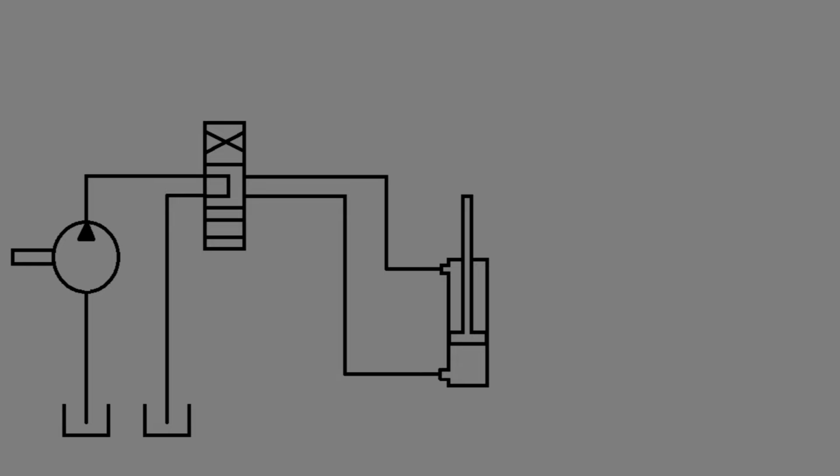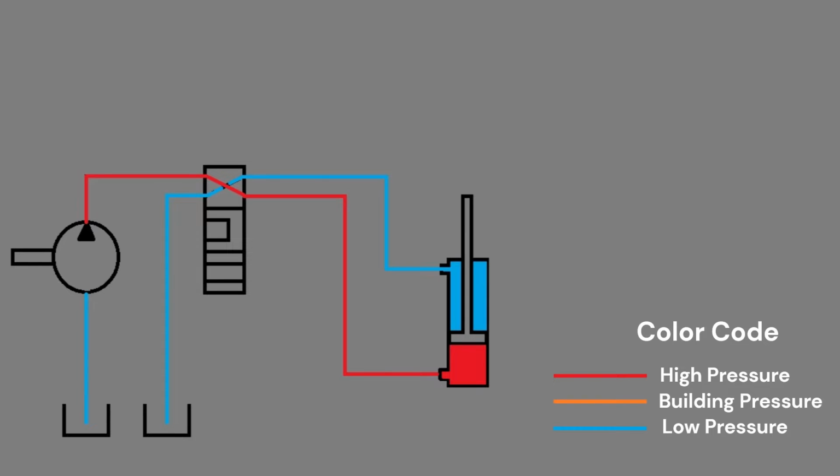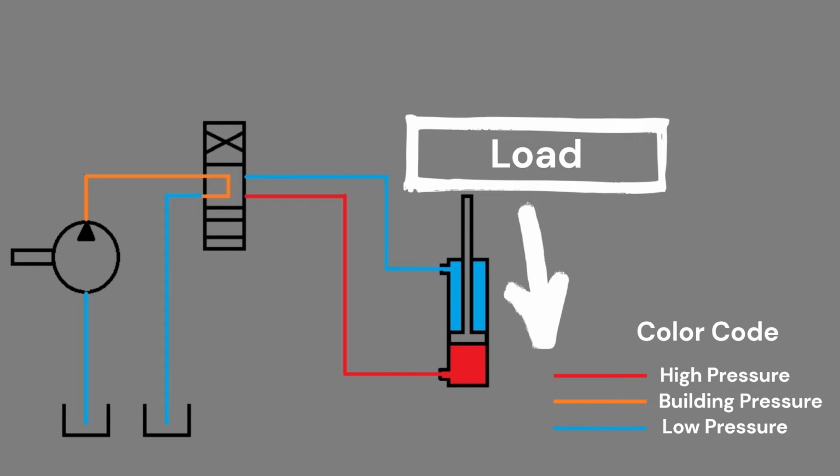To begin, here is a schematic without any form of load holding. When the valve is centered, the cylinder doesn't move. Once the valve is actuated, the pump now has a path to push oil to move the cylinder. However, what happens if we place a load on the cylinder acting in this direction?